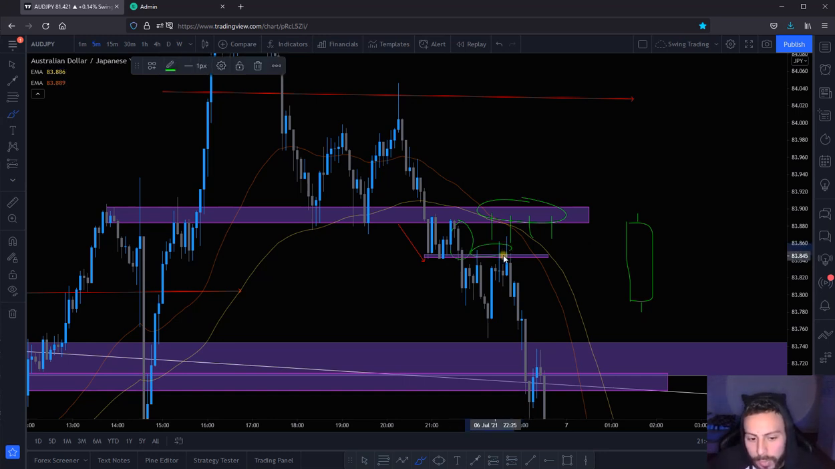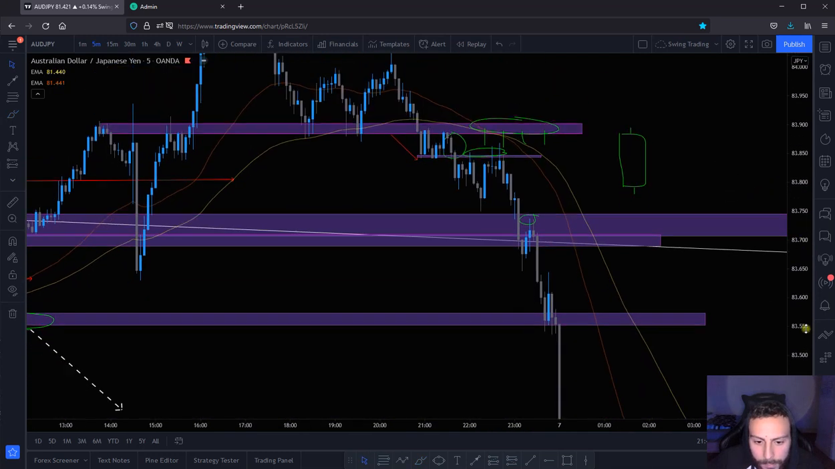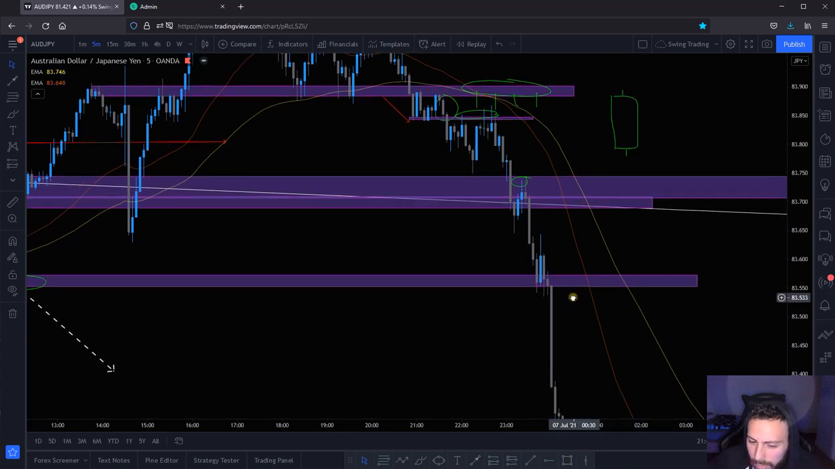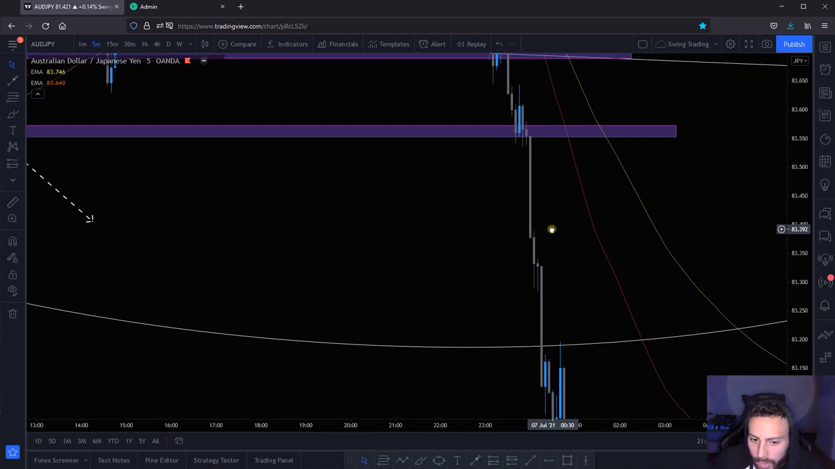This is multiple wick rejections at this level. There's also multiple wick rejections here at this level. Not many wick rejections here. This is more of an indecision candle, but we have that big candle where sellers took over.